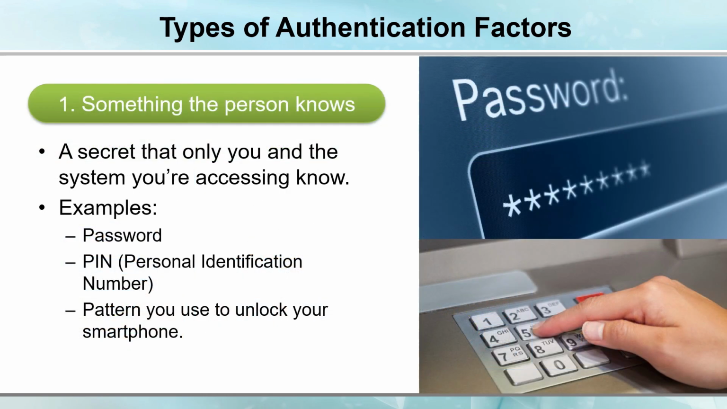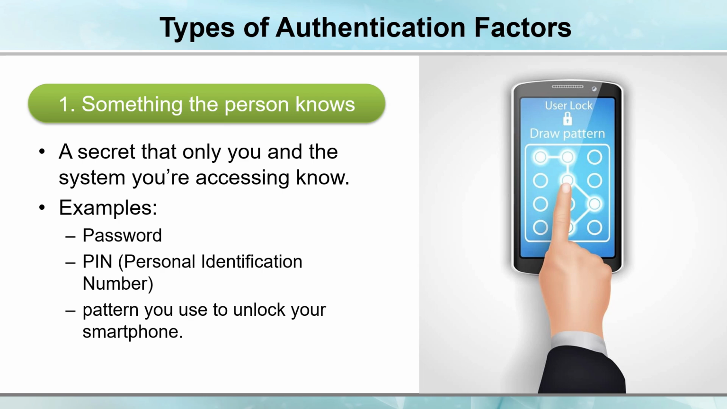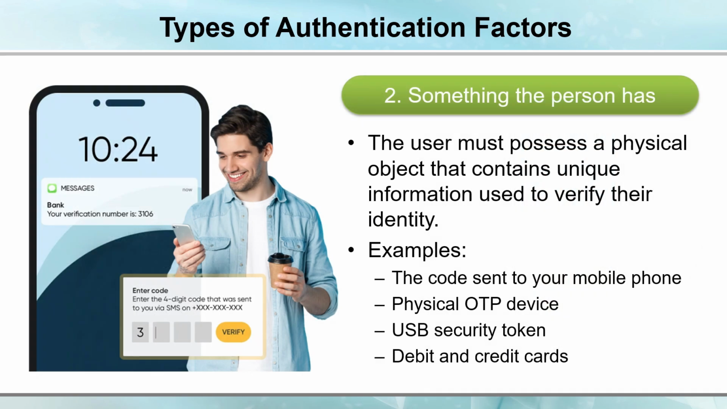The first factor is something the person knows. This consists of a secret that only you and the system you're accessing know. A classic example is the password you use to access your email account. Another example is the PIN you use to unlock your phone or withdraw money from an ATM. It could also be the pattern you use to unlock your smartphone. This factor is the most common in computer systems because it's easy to implement and doesn't require special devices or complex algorithms.